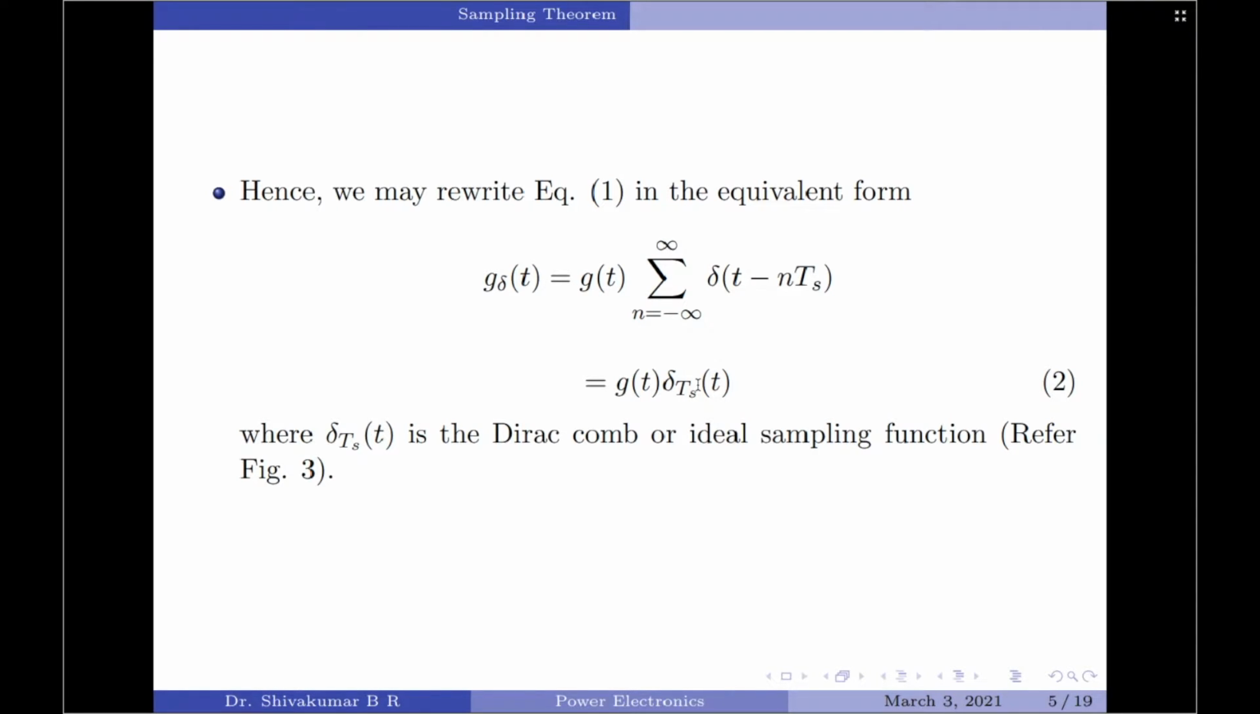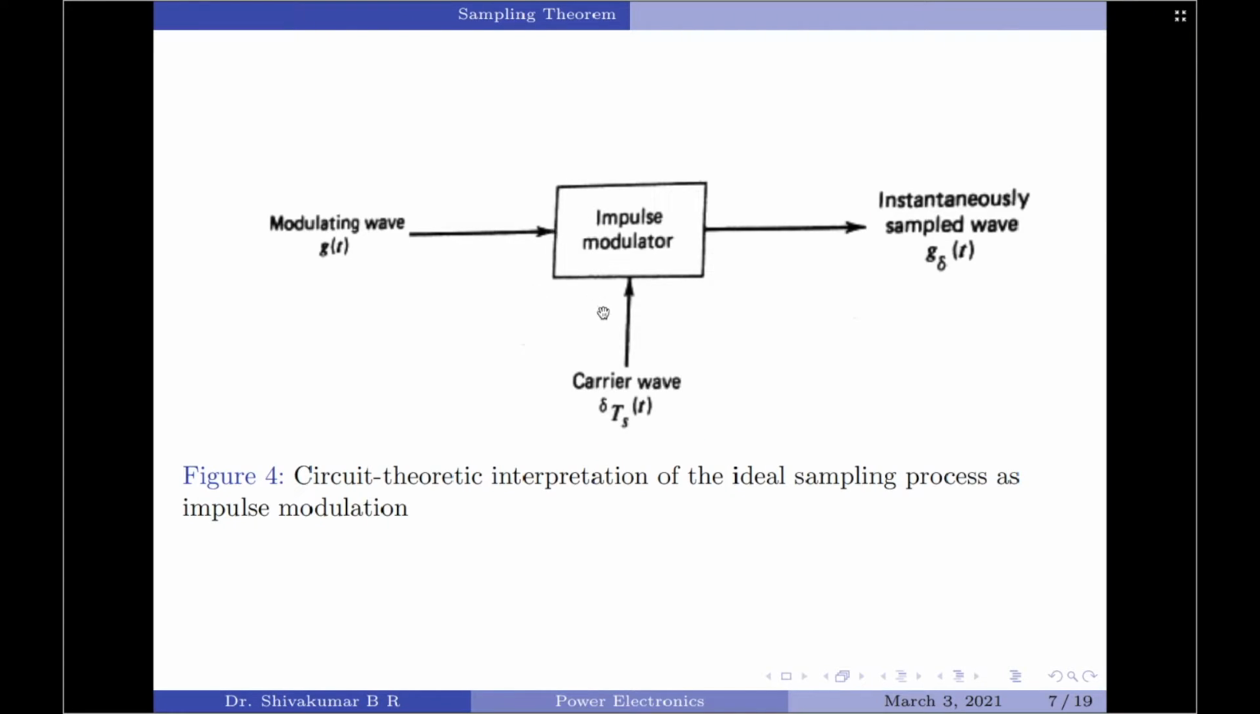In fact, we can build a simple circuit theoretic interpretation of g delta of t using the diagram shown here. So, we have an impulse modulator, the input to which is our modulating wave given by g of t, and the impulse modulator works with a carrier wave represented by delta Ts of t, and the output of this impulse modulator is our instantaneously sampled wave represented by g delta of t.